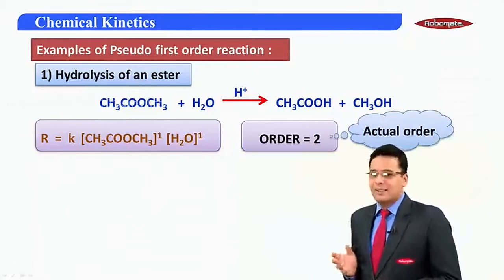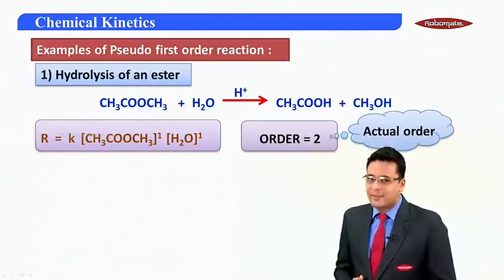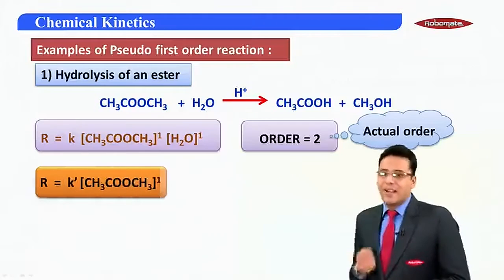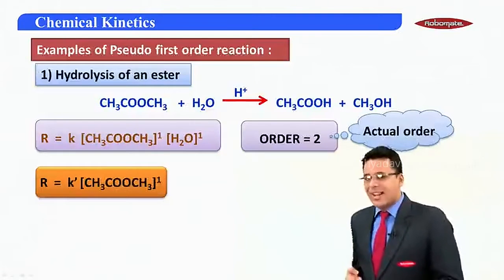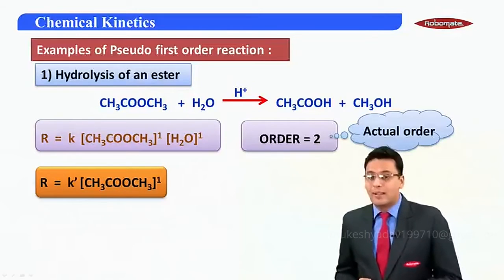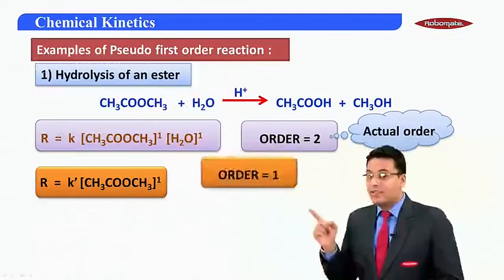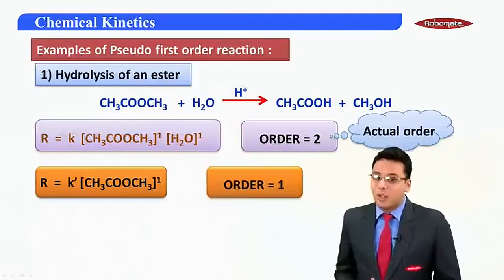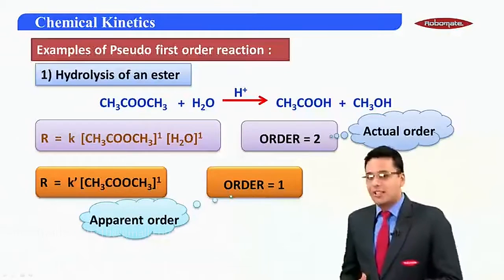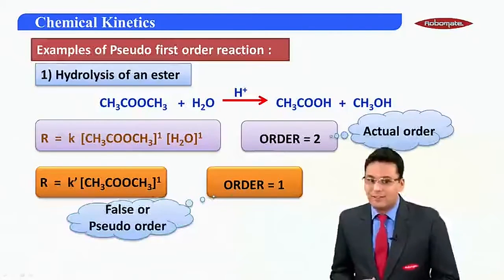But since we are taking water in large excess, we can rewrite this equation as rate is equal to K dash into concentration of ester raised to 1. Now here in this case, order is 1. And this order is nothing but the apparent order. Apparent order is also called as false order or a pseudo order.